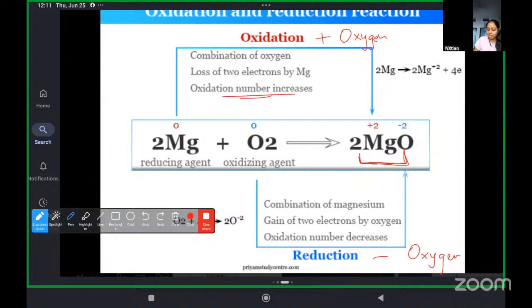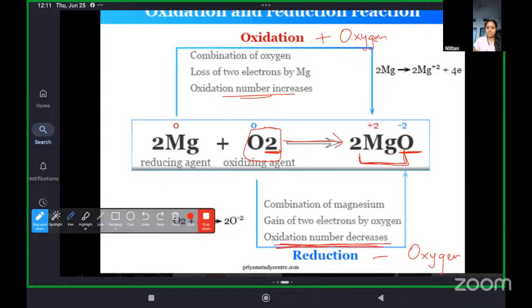Now then what is happening? See, oxygen was O2. When it went here, it just remains O. Means it lost one oxygen. Reduction is taking place. Oxidation number decreases. So only O is coming here. In simple terms, Mg is getting oxidized while O2 is getting reduced.